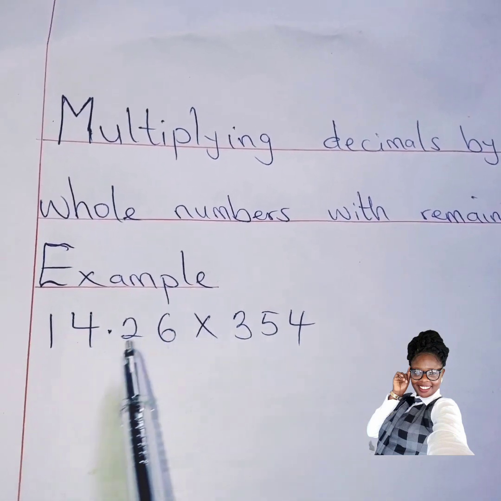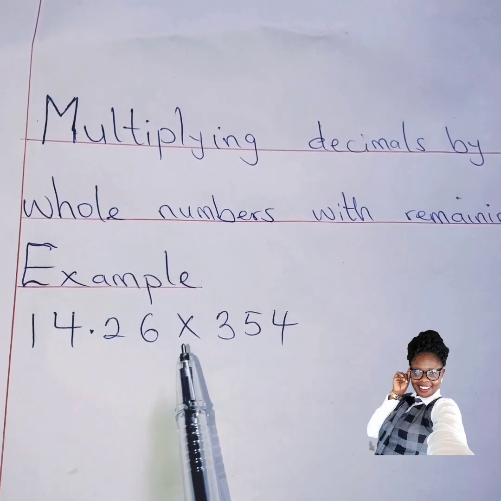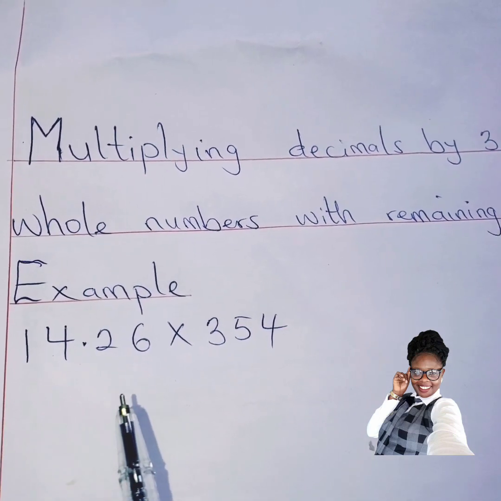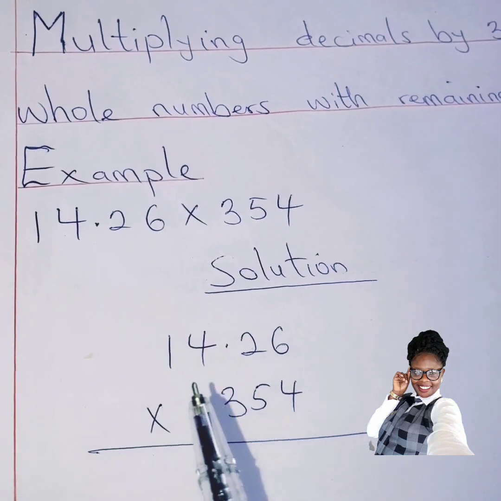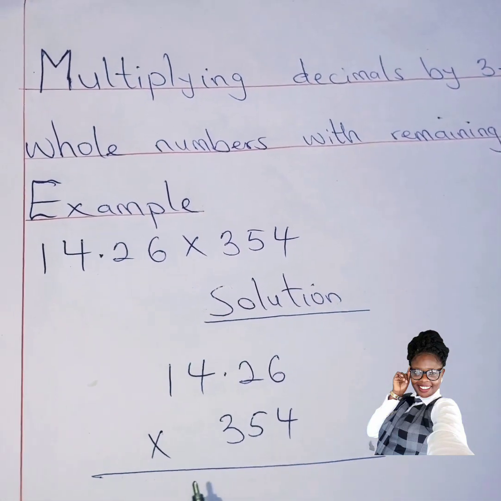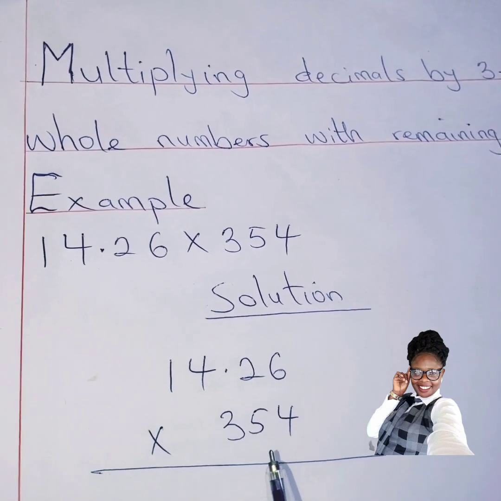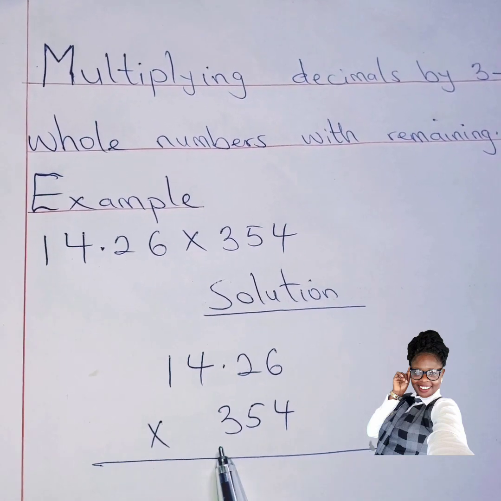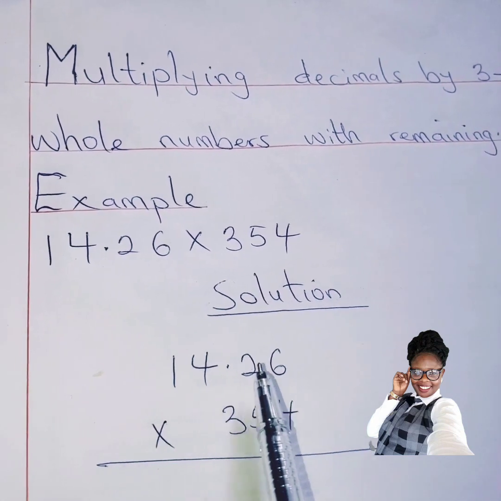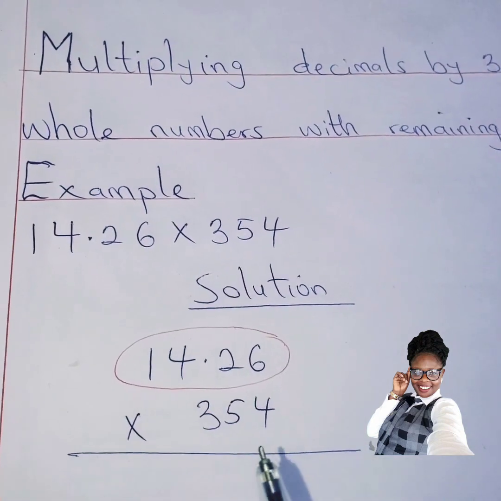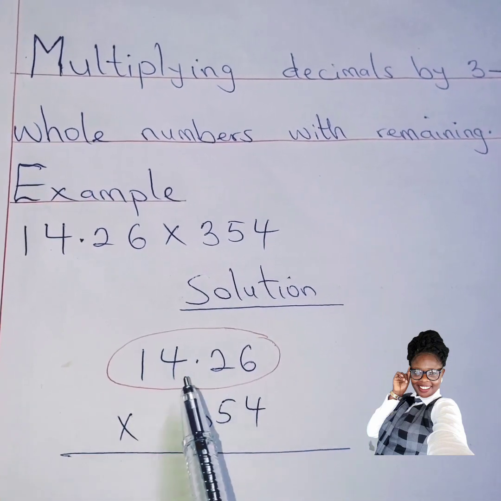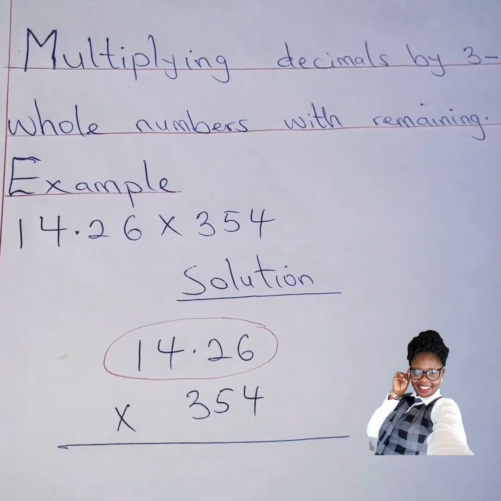Example question says 14.26 times 354. Let's go to the solution. The solution, 14.26 times 354. To solve this, I will begin by using the last digit of this 3-digit whole number to multiply the numbers written up one after the other. That is the last digit here, which is 4. I use it to multiply the numbers written at the top one after the other.